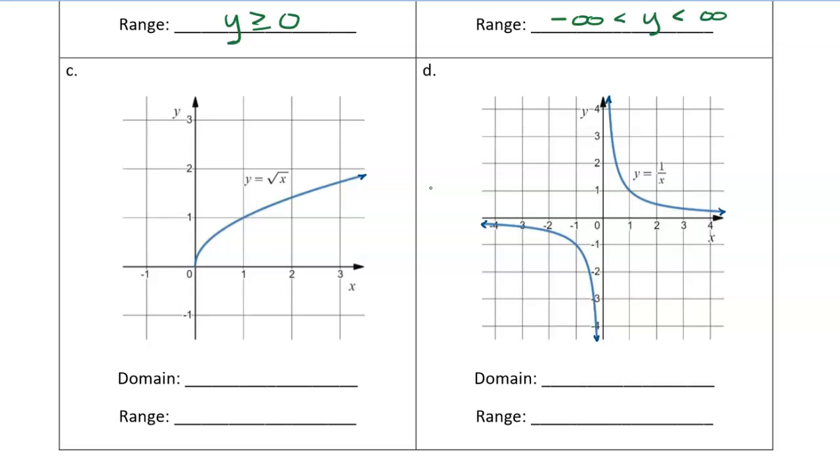So the domain does not include negative numbers. It does include 0. So I can say the domain is x is greater than or equal to 0. And the range: the square root is always defined to be positive, so the output is always positive as well. Now it can equal 0, so I'm going to include 0. So y is greater than or equal to 0. That's the domain and range of the square root function. You can never put in a negative number and you can never get out a negative number.